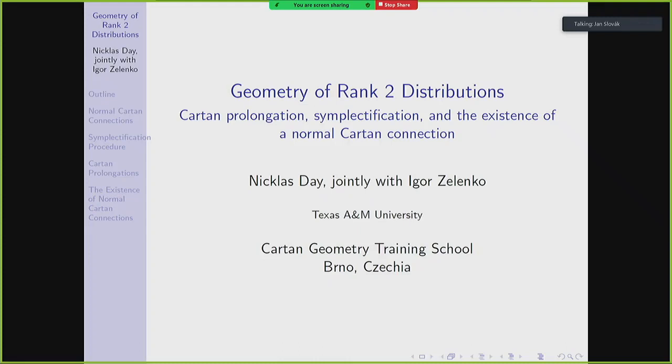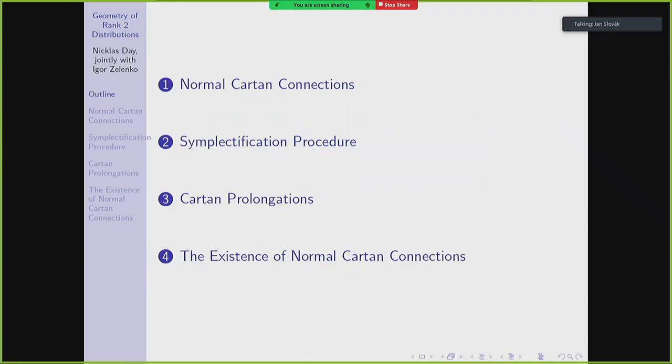And then it will sort of be the focus of the talk in some way. But I want to talk about the local geometry of rank 2 distributions, in particular Cartan prolongations, the symplectification procedure for rank 2 distributions, and then the existence of normal Cartan connections on some of these structures. So let's get going. Firstly, I'll introduce how we get normal Cartan connections in the context of Tanaka theory.